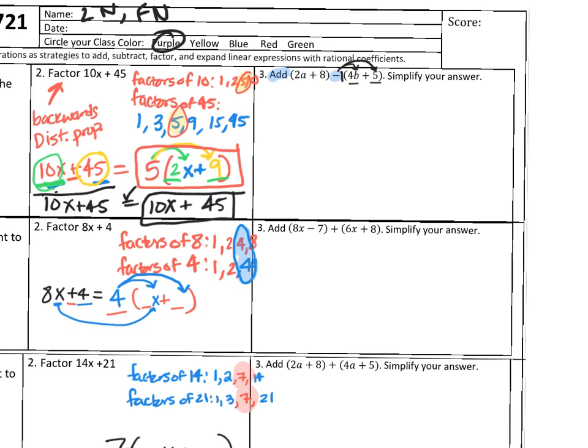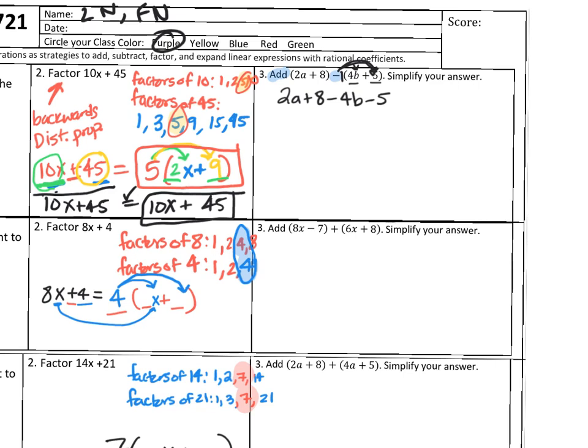Now, is there a negative in front of the first parentheses? Do you guys see a negative or a -1 out here lingering? No. So you can just rewrite it without the parentheses. So I'm going to rewrite it, 2a plus 8. And now I'm going to do -1 times 4b. -1 times 4b is -4b. -1 times 5 is -5.